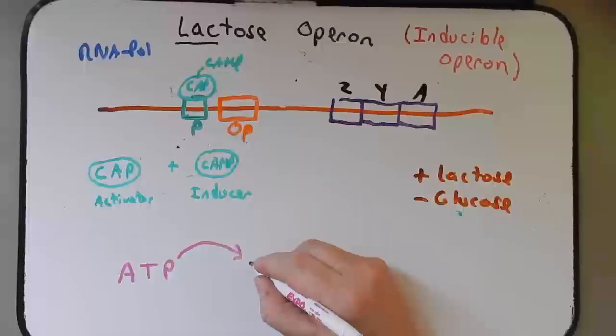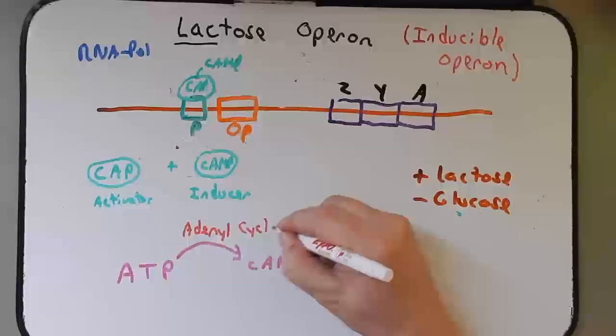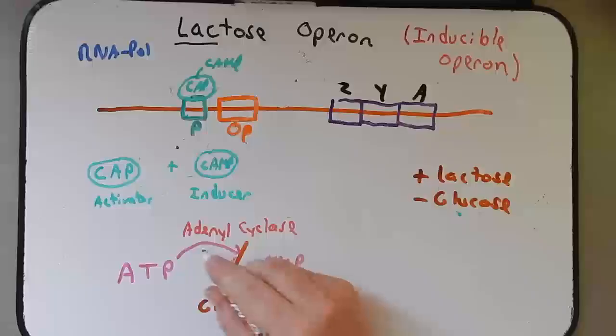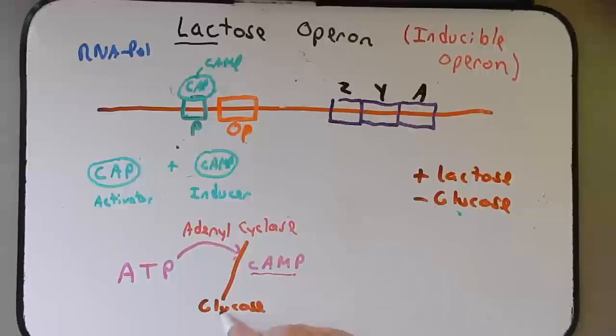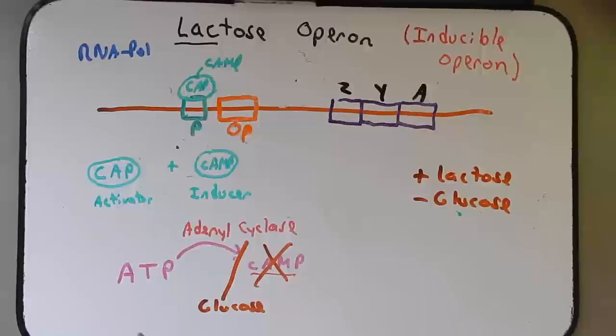ATP is converted into cyclic AMP by an enzyme called adenyl cyclase. So remember, we only want to make cyclic AMP when there's no glucose. But when there is glucose, we don't want to make cyclic AMP. And so what happens is, glucose, when it's in the cell, it inhibits this step here. So when glucose is in the cell, we make no cyclic AMP. It inhibits this enzyme, adenyl cyclase. ATP to cyclic AMP is blocked.